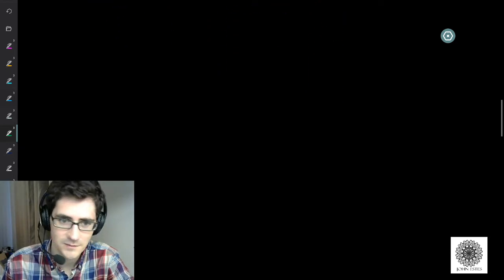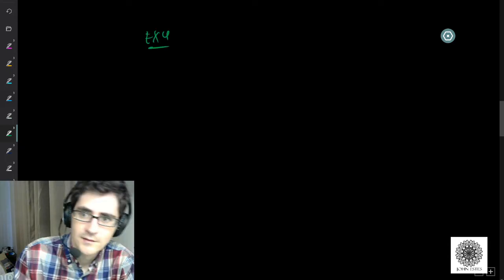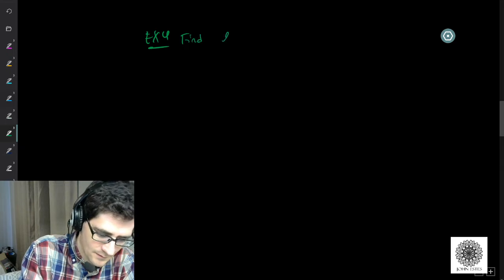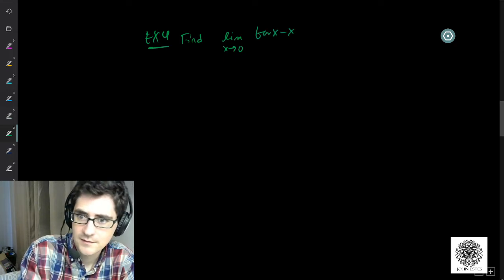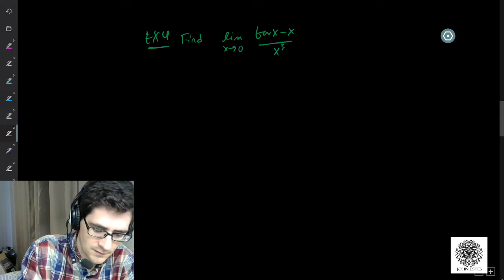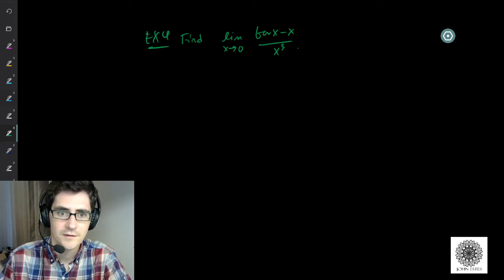If you have questions, please let me know. So example 4, I want to find the limit as x approaches 0 of tan x minus x all over x cubed. Tangent x minus x all over x cubed going to 0.